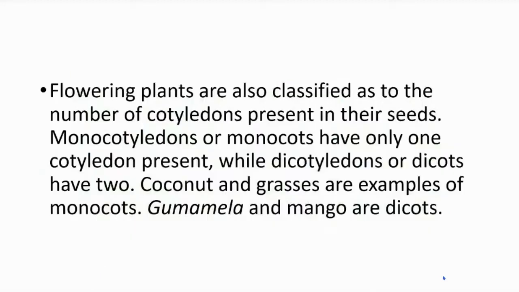So additional, flowering plants are also classified as to the number of cotyledons present in their seeds. Monocotyledons or monocots have only one cotyledon present, while dicotyledons or dicots have two. Coconut and grasses are examples of monocots. Gumamela and mango are dicots. No? So additional lang po yung cotyledon na minention ko po kanina. Ito po yung first pair of leaves produced by the embryo of the seed plants.